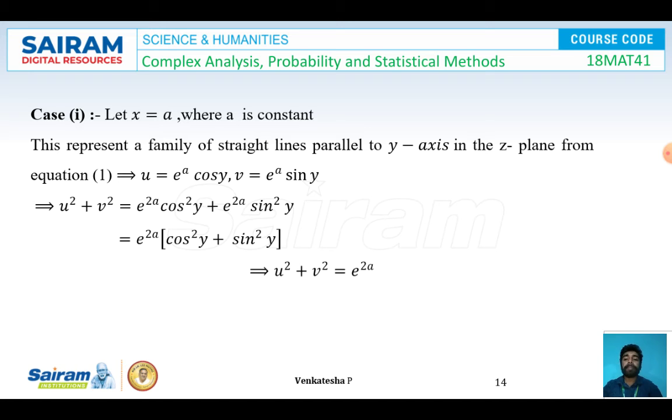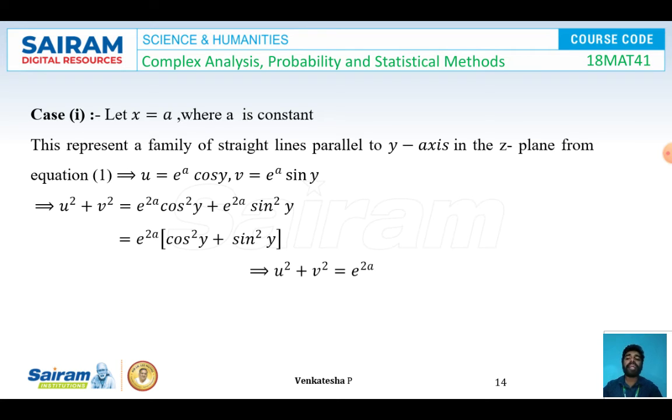So now I'm replacing x is equal to a in equation number 1. I got u is equal to e power a cos y and v is equal to e power a sin y. Now we have to eliminate the variable y from both u and v. For that, I'm squaring and adding the equations u and v.